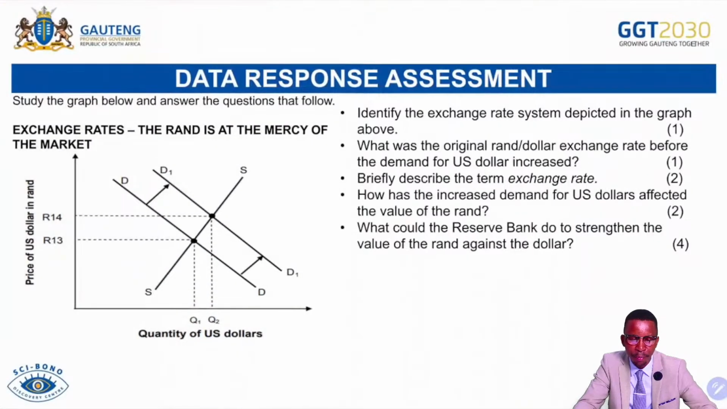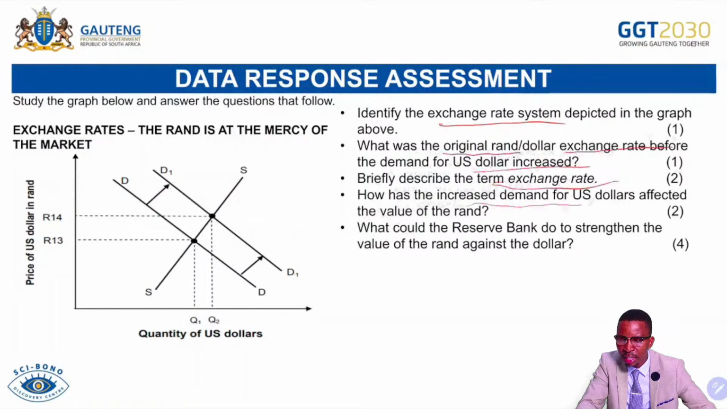Let's check the questions. Identify the exchange rate system depicted in the graph. Obviously, it will be free floating. What was the original rand to the dollar exchange rate before the demand for US dollars increased? You can see that it was 13 rand. Briefly describe the term exchange rate: the value of one country's currency in relation to another country's currency. How has the increase in the demand for US dollars affected the value of the rand? Then what could the Reserve Bank do to strengthen the value of the rand against the dollar?